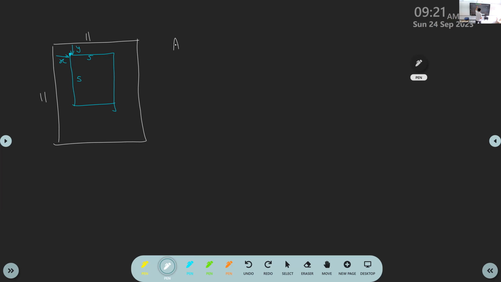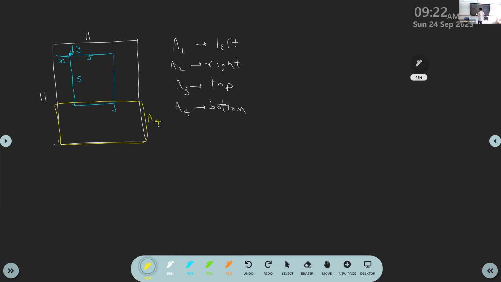So let us say a1 is the left one, a2 is the right one, a3 is the top one, and a4 is the bottom. Okay, so these are the set mappings. So basically, for example, this region we are calling a4, like that. Okay, so then can we find the value of each of them?